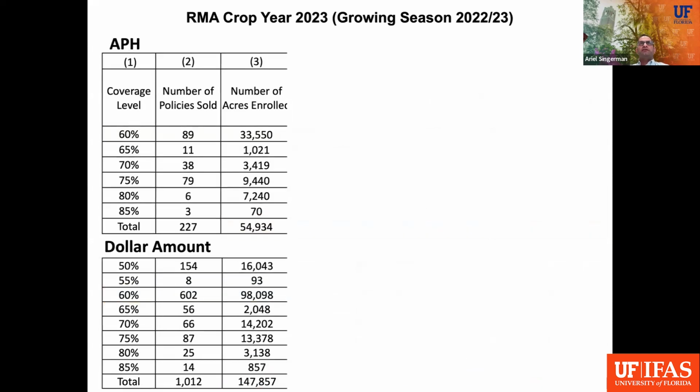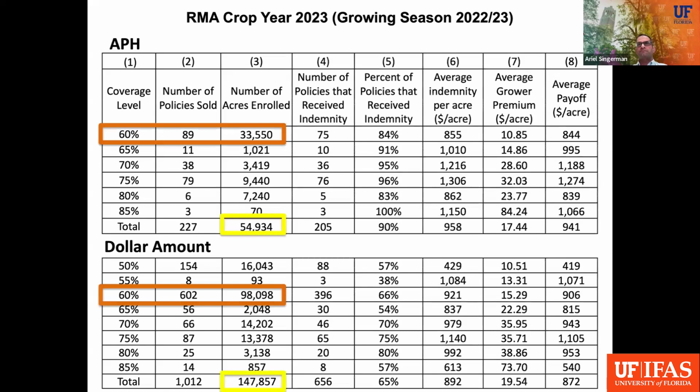And in 2023, this was Hurricane Ian's year. The number of policies sold under APH was 227, so it increased a bit. The number of acres enrolled increased a bit more. It was 54,934. And for dollar amount, there were 1,012 policies sold for a total of 147,857 acres. And again, most growers in both cases chose the 60% coverage level.